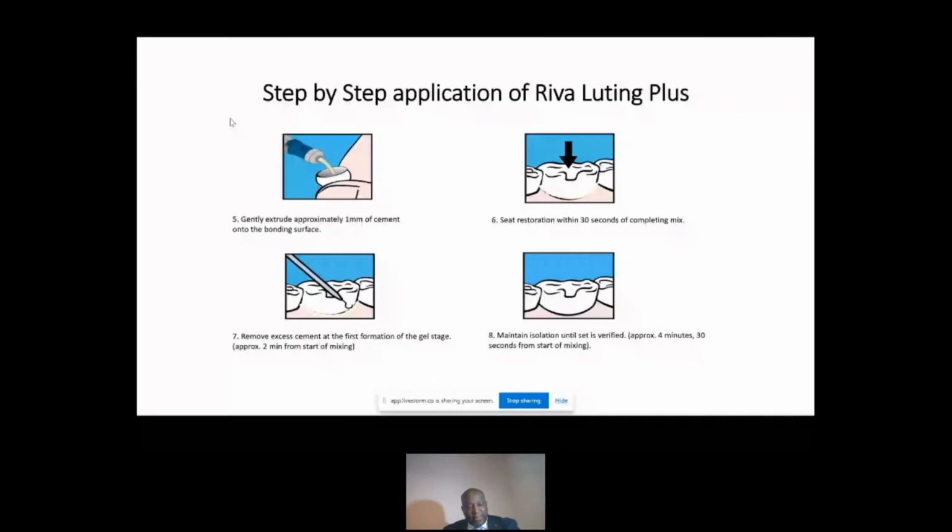you've got to wait, because as we said, if we quickly adjust a restoration, a cement-like glass ionomer, we could affect its long-term properties. So when it's in a gel state, which is approximately 2 minutes from the start of mix, then start to remove the excess. Don't do it straight away. It needs to harden sufficiently. And then this is very important, that when we have set it, it needs to set under pressure.